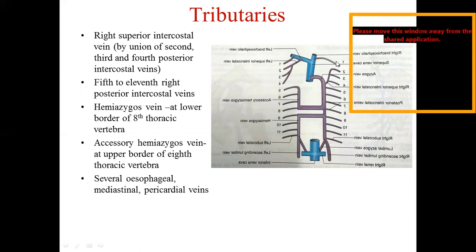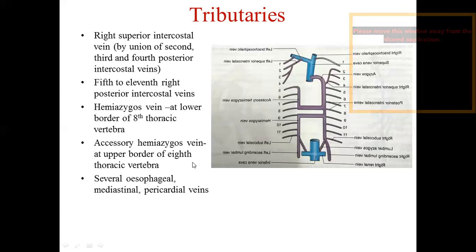Then the 5th to 11th right posterior intercostal veins. Next is the hemiazygous vein, which is at the lower border of the 8th thoracic vertebra. Then the accessory hemiazygous vein at the upper border of the 8th thoracic vertebra. This is the 8th thoracic vertebra.